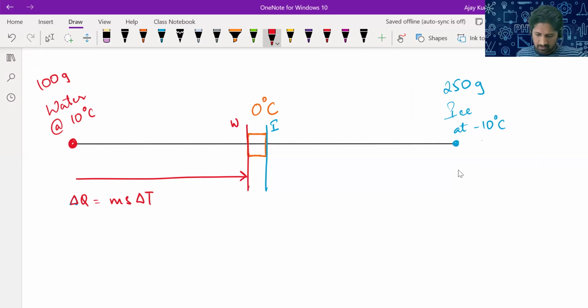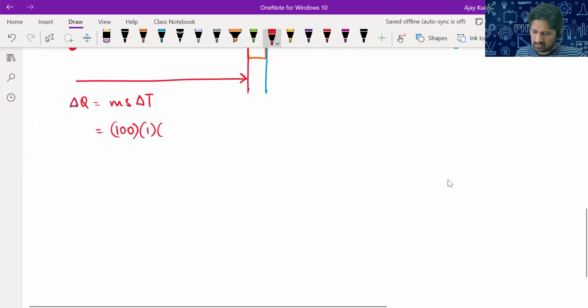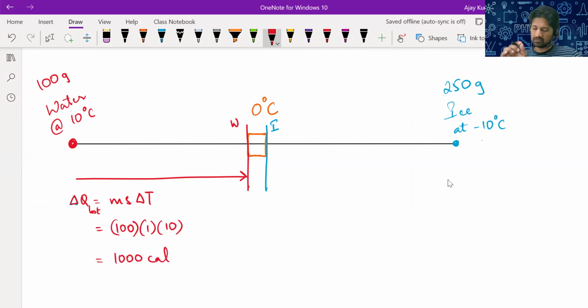So if you do this, mass of water here is 100. Specific heat of water is 1 calorie per gram per Celsius degree. The temperature change from 10, it has to go down to 0, so temperature change is 10. Actually, I'm writing heat lost, not heat gained. So it is ready to give 1000 calories of heat. We don't know if this stage will complete or not, but if it completes, 1000 calories will be released.